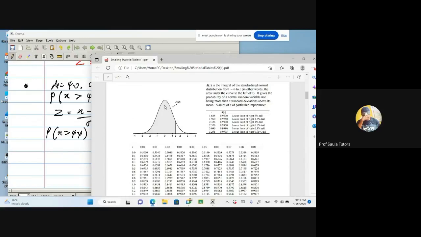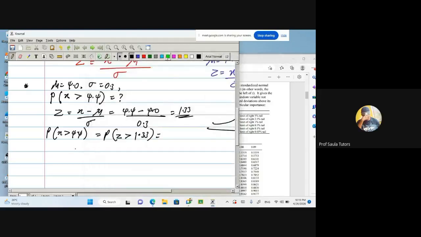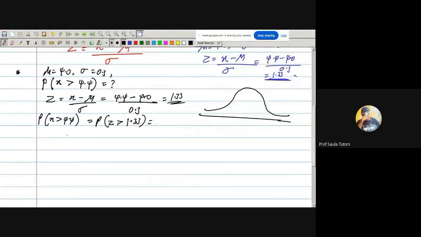Now pay attention. For this table here, we are getting the area under the standard normal distribution curve to the left, which is less than. And what we are solving here, we need something to the right and not to the left. So how do we do it? Probability of Z greater than 1.33 is 1 minus probability of Z less than 1.33. Exactly. What we need is greater than, and on the table we can get less than. So know this relationship: this equals 1 minus P(Z less than 1.33).